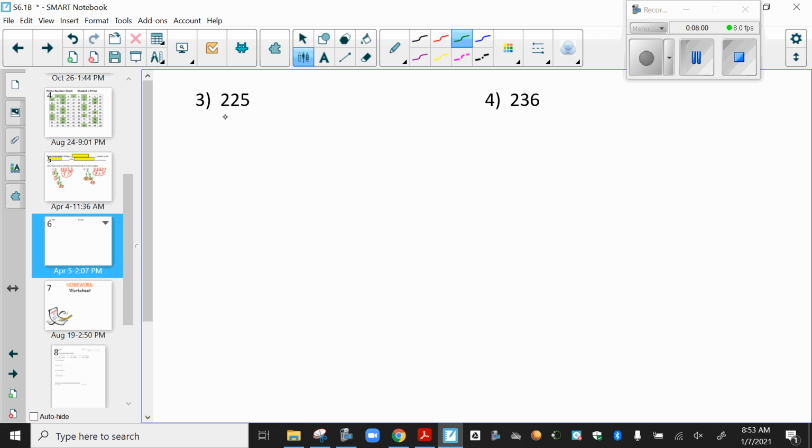225. That's a tough one. Let's see, I know 225 has a 5 in it, so I'm going to put a 5. 225 divided by 5 would be, you know what, let's just calculate it. I should know this one. I feel like I will by the end of this. 225 divided by 5 makes 45.